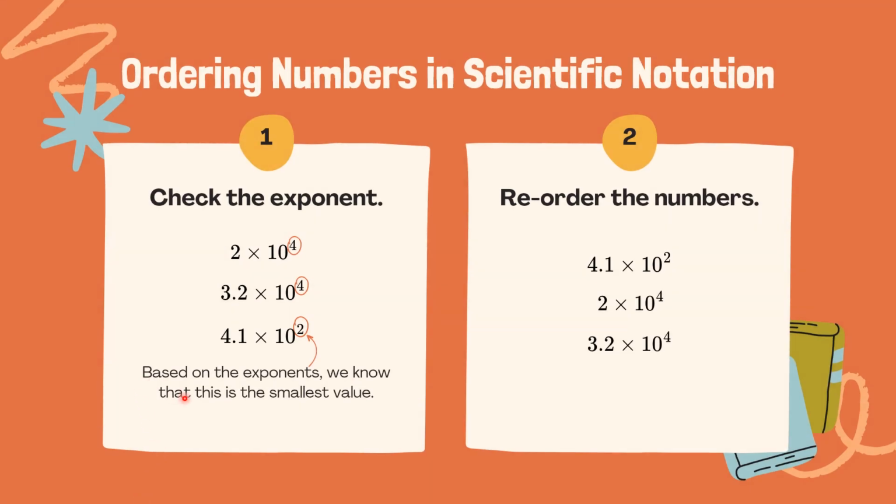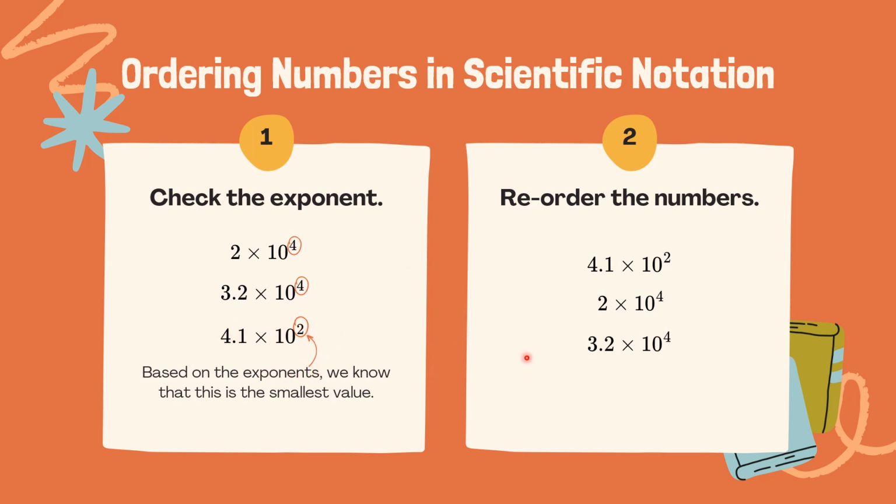The last thing to talk about today is ordering numbers in scientific notation. So we have 2 times 10 to the 4th, 3.2 times 10 to the 4th, and 4.1 times 10 to the 2nd. So based on the exponents, you should know that 4.1 times 10 to the 2 is the smallest value because 10 times 10 is 100. 10 times 10 times 10 times 10 is 10,000. So these two numbers up top are in the 10,000s. This number is only in the hundreds. Therefore, it is the smaller number.